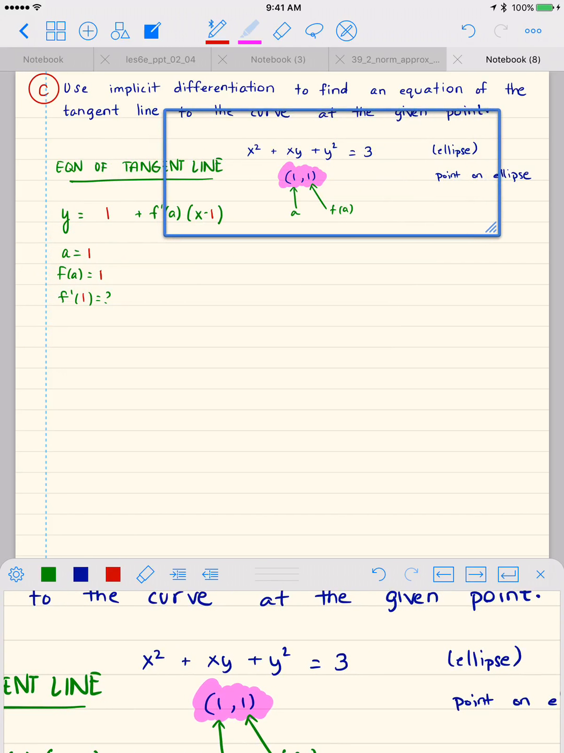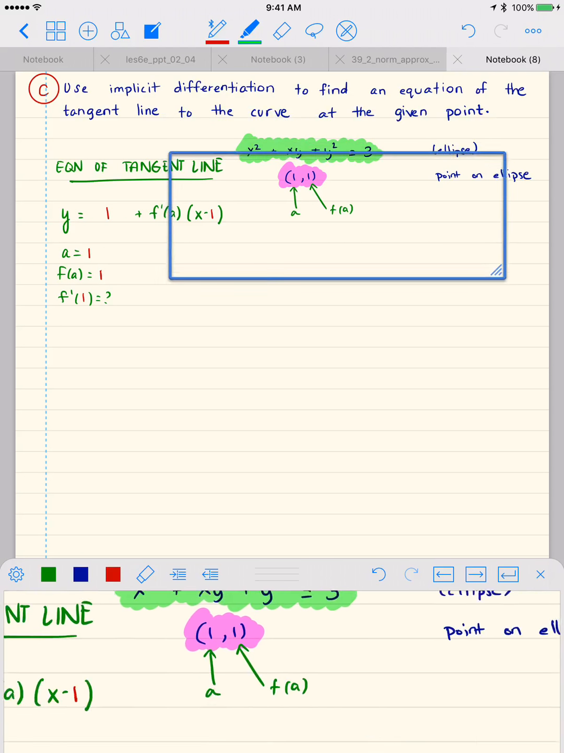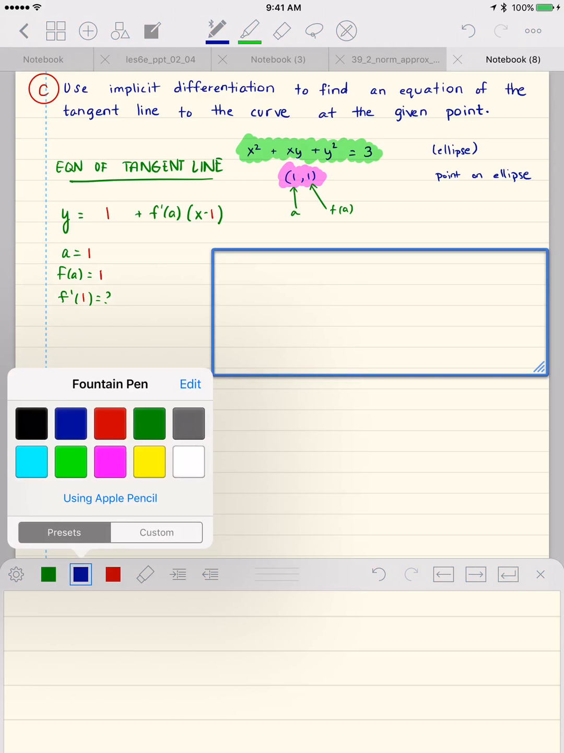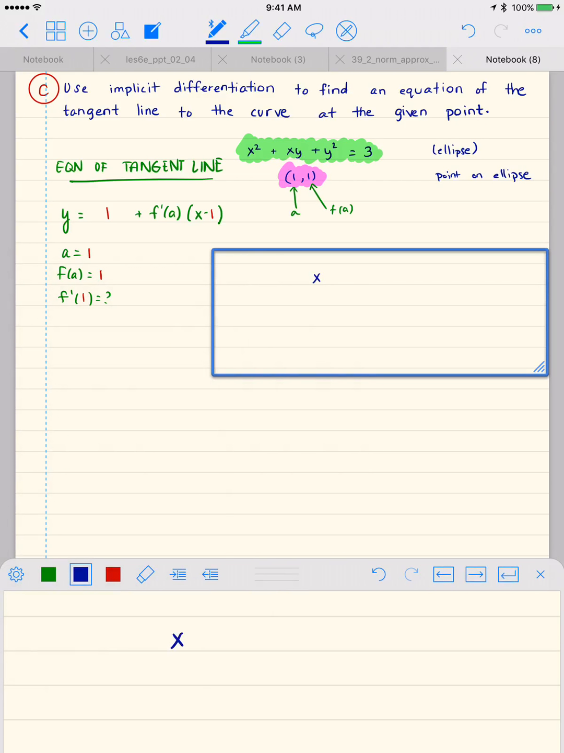Now we move to this implicitly defined equation. So we need to find f prime of 1. We can rewrite it first as x squared plus x f of x. Well, no, actually I like it to be left as it is with the y. So we'll have x squared plus xy plus y squared equals 3.